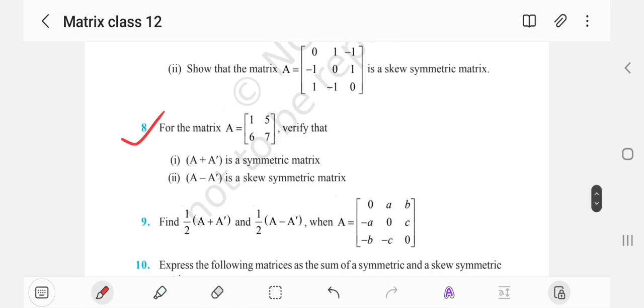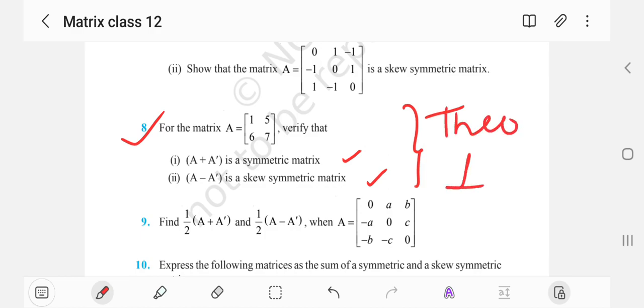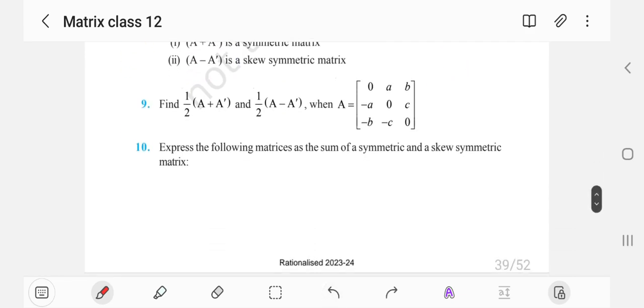Question number 8. In question number 8, we are given a matrix. We have to verify that this is a symmetric matrix and this is a skew symmetric matrix. Basically, this is a verification of theorem number 1. We have seen theorem number 1. It says that if A is some square matrix, then A plus A transpose will be symmetric, and A minus A transpose will be skew symmetric. This is just a verification of the same theorem. Let's verify it.